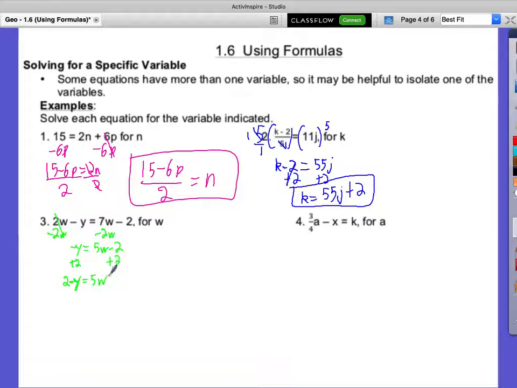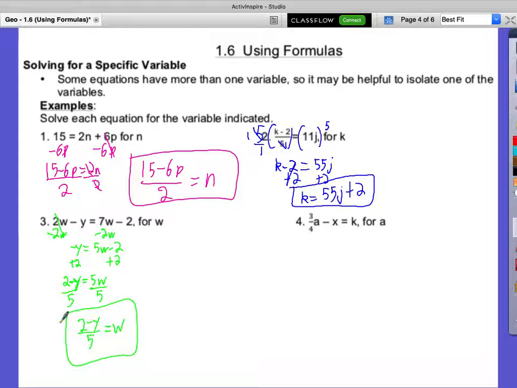Equal to 5w. How do we get the w by itself? Divide by 5. Now can we divide this by 5 like normal? Like can we actually do that math right now? No. But we can write that: 2 minus y over 5 is equal to w. Okay. Now let me talk about some different variations of how we might have this written.